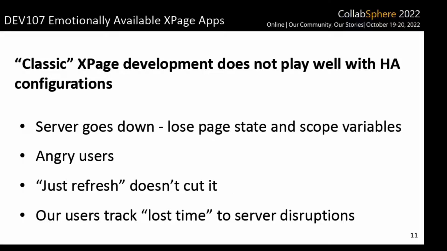So what happens with a classic XPage application when the server goes down? Well, for starters, you're going to lose your page state, or the states of any pages that are in memory, and any scope variables. What you end up with is angry users. And you can't tell your users, well, just refresh the page and you'll get everything back, because there's the potential for lost work there. And in our environment, any time lost to server disruptions is taken very seriously, to the point where our users actually track the time that they're down.